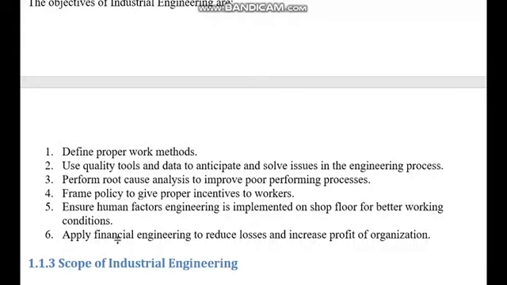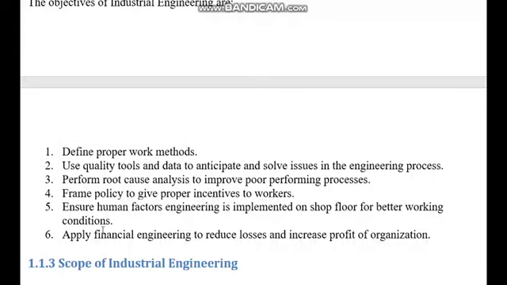Okay, then to apply financial engineering to reduce losses and to increase profit of the organization. See, losses in terms of man hours, machine hours, or wastage of raw materials, wastage of supplies, all those things, you should be able to reduce, and to increase the profit of the organization will be one of the important goals for a person. So these are the objectives of an industrial engineer.